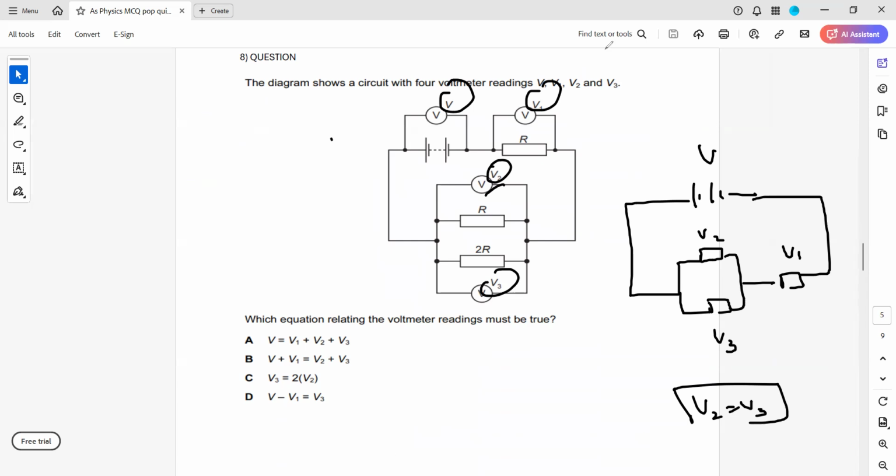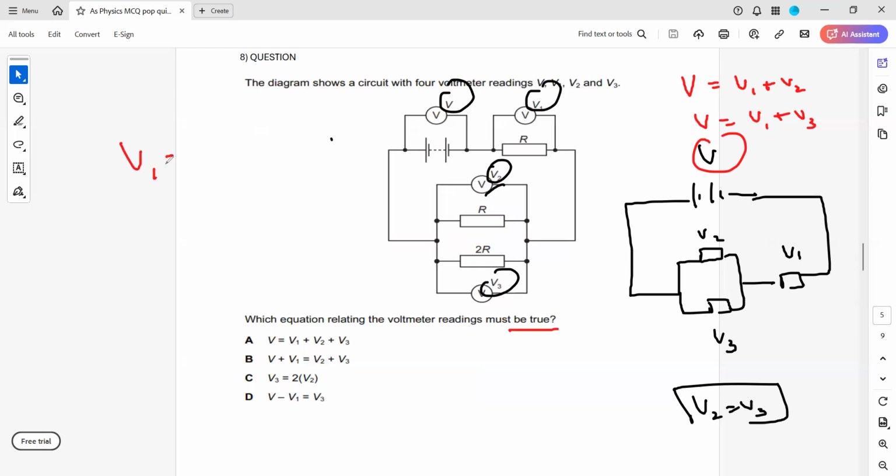So if I want to write an equation, I can say V is equal to V1 plus V2. Or I can also say V is equal to V1 plus V3. Because the total voltage V is divided: some of the voltage will be across the parallel part and the remaining voltage will be across the series part. So V equals V1 plus V2 or V equals V1 plus V3. So which equation relating the voltmeter readings must be true?